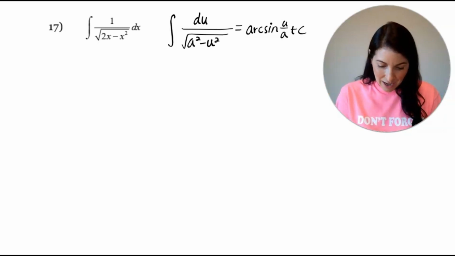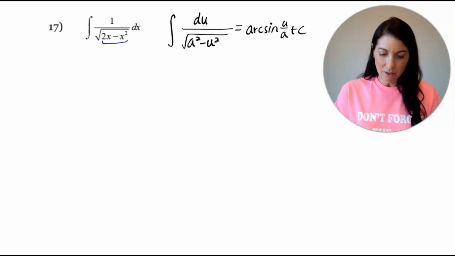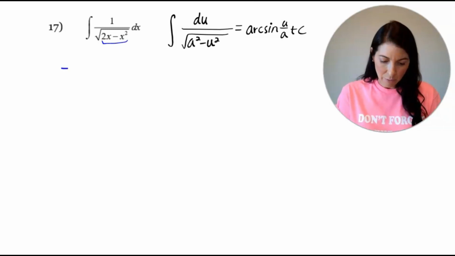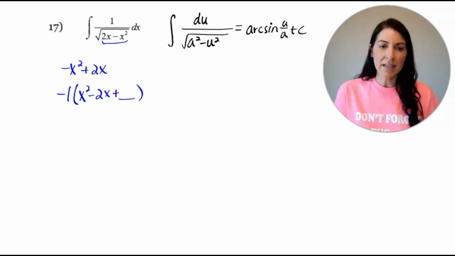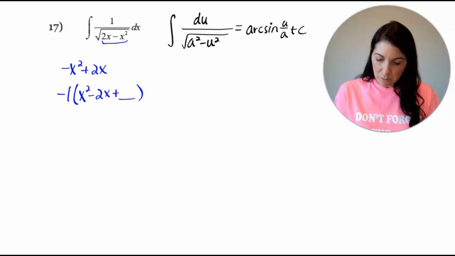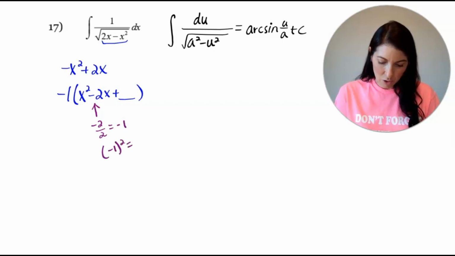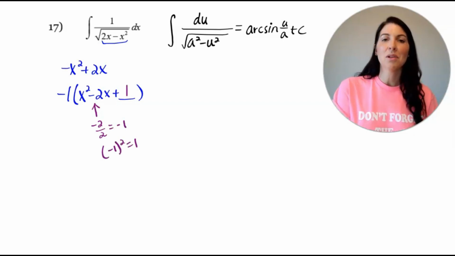So in this case, I'm going to take what is underneath the radical and write it in standard form. And then to complete the square, I am going to factor out the -1. And let's go ahead and complete the square right there inside of the parentheses. So to complete the square, I'm going to take this value right here and divide it by 2. And then we are going to square it. So I get a +1.